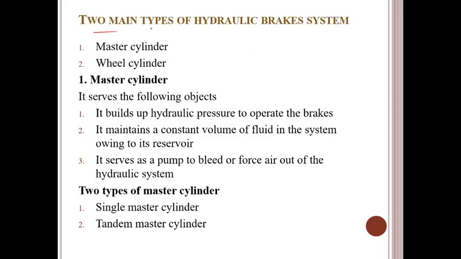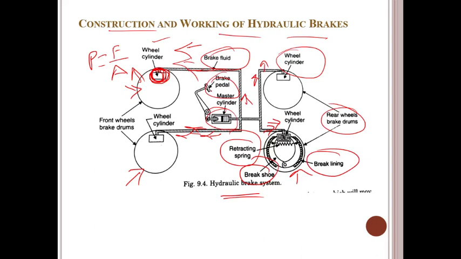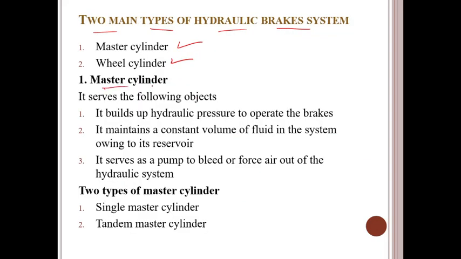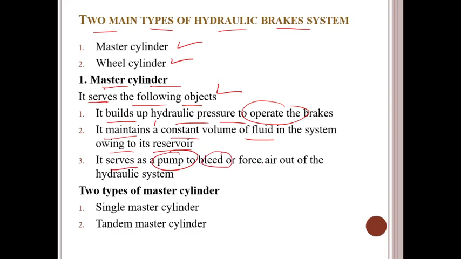What are the two main parts of a hydraulic brake system? One is the master cylinder, another is the wheel cylinder. This is our wheel cylinder, this is our master. What is the function of the master cylinder? It serves the following objectives. It builds up the hydraulic pressure to operate the brakes. It maintains a constant volume of fluid in the system owing to its reservoir. It serves as a pump to bleed or force air out of the hydraulic system.